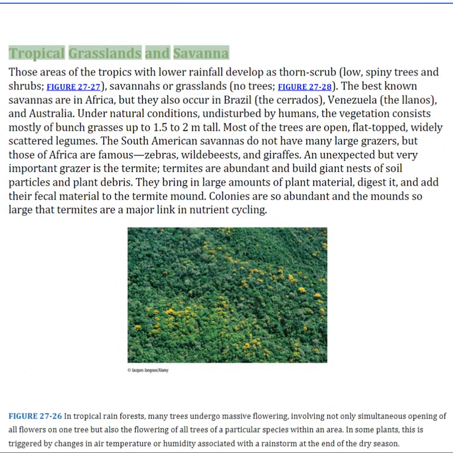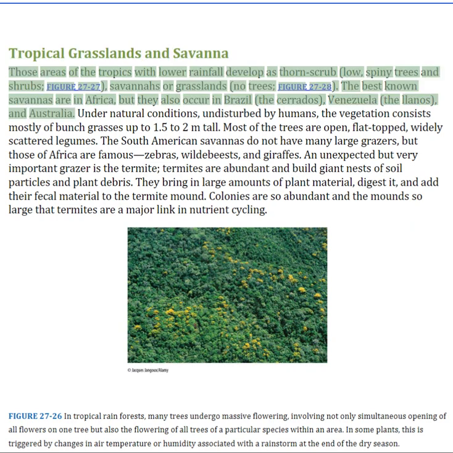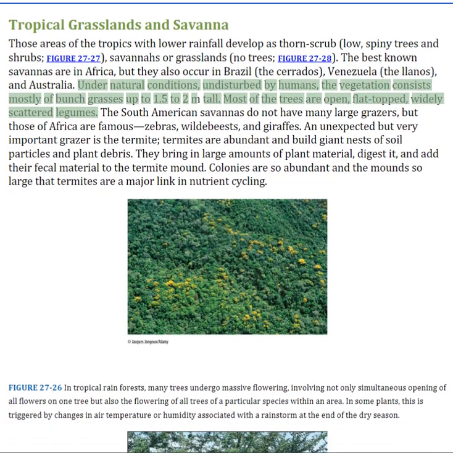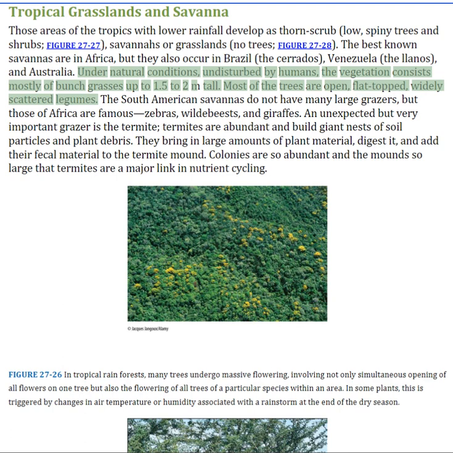Tropical grasslands and savanna. Those areas of the tropics with lower rainfall develop as thorn scrub, savannas, or grasslands. The best-known savannas are in Africa, but they also occur in Brazil, Venezuela, and Australia. Under natural conditions, undisturbed by humans, the vegetation consists mostly of bunch grasses up to 1.5 to 2 m tall. Most of the trees are open, flat-topped, widely scattered legumes.